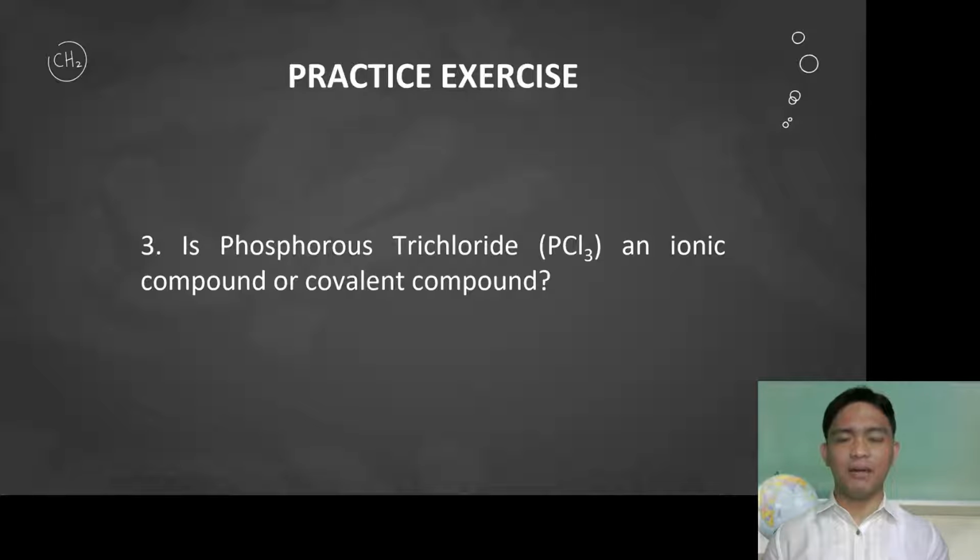Okay? Nakita nyo na? So, phosphorus, this is a non-metal. Chlorine is another non-metal. So, if the two atoms involved are both non-metal, then definitely this is a covalent compound. Okay? So, kapag dalawang non-metal o kaya isang non-metal, isang metalloid, covalent. Kapag isang metal, isang non-metal, so magkaiba silang klase, isang nasa left side ng periodic table, isang nasa right side, ionic compound naman yan. Okay?